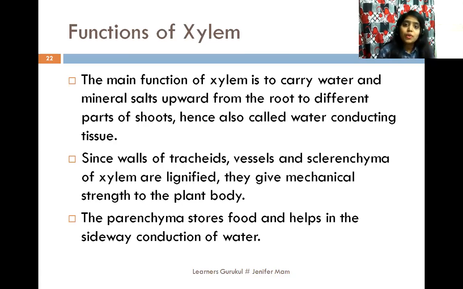Because of this, it gives mechanical strength to the plant body, and it also stores food and allows sideway conduction of water. If you see, the cells are present throughout the body, so they can also take water through sideway conduction, for example from the stem.